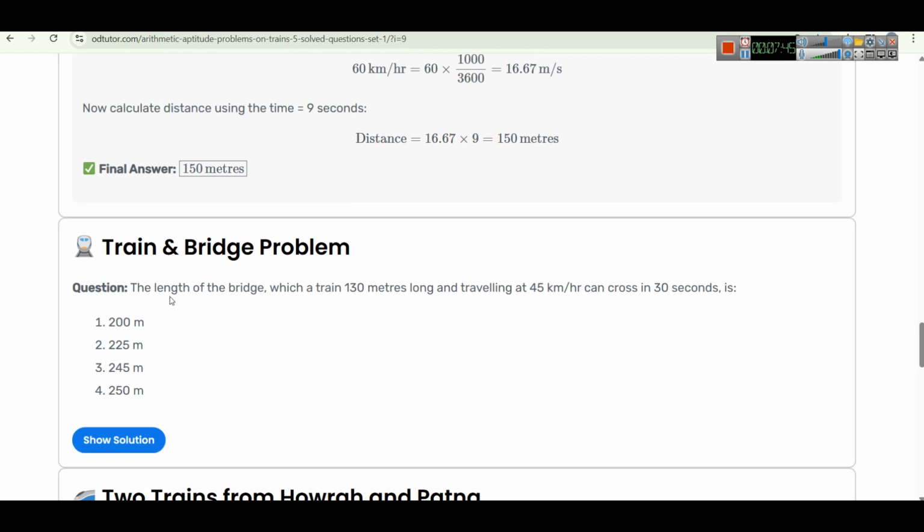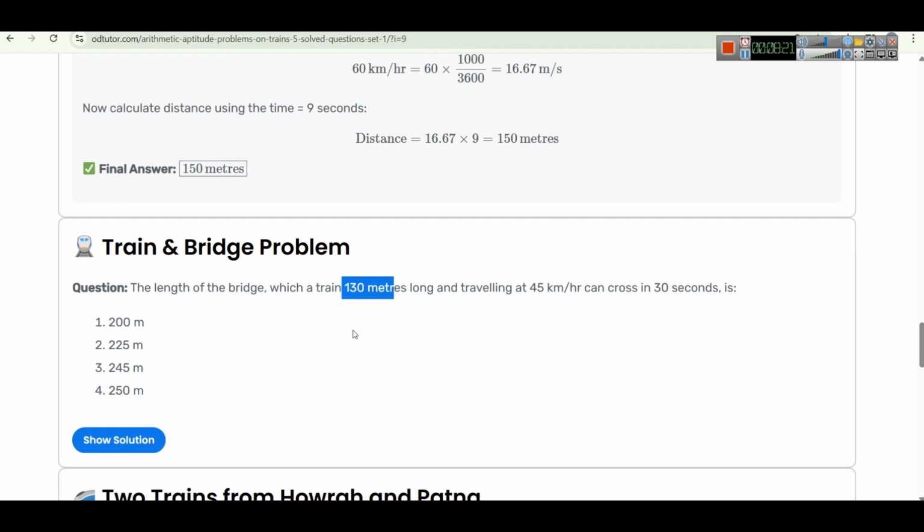Then there is a train and bridge problem. The length of the bridge which a train 130 meters long and traveling at 45 kilometer per hour can cross in 30 seconds is. So here you can see they are asking what is the length of that bridge which a train which is 130 meters long traveling at 45 kilometer per hour can cross in 30 seconds. So the entire bridge is being crossed by the train in 30 seconds when it is running at 45 kilometer per hour.